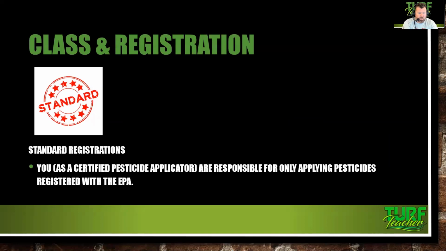Standard registrations, you as a certified pesticide applicator are responsible for only applying pesticides registered with the EPA. Now, can anybody give me an example of a pesticide that's not registered with the EPA? Because pretty much everything that we purchase is registered. So when might we run into a situation where we have a pesticide that is not registered? I asked one of our local ag agents that, and he gave me a really good answer. So I want to see if you guys know where we're at with that. Anybody want to take a stab at it?